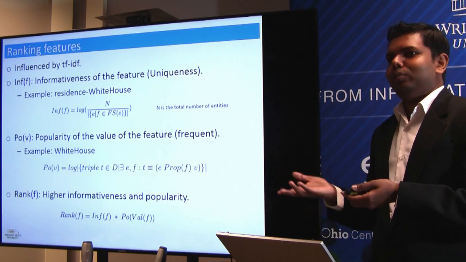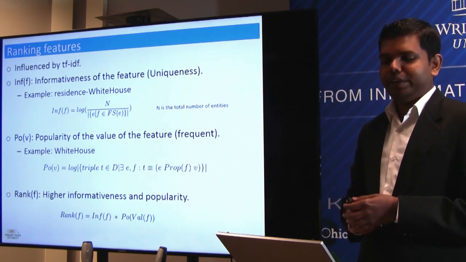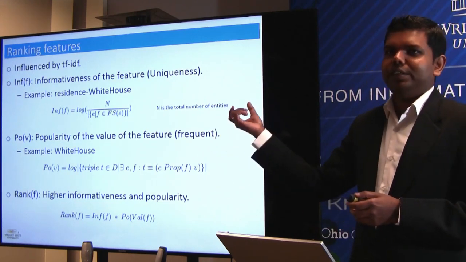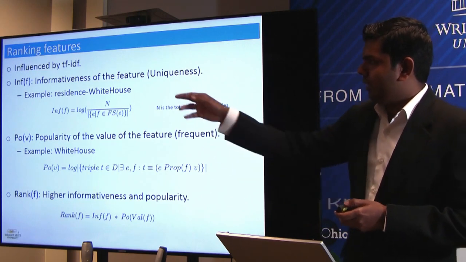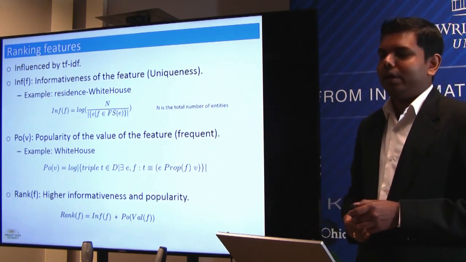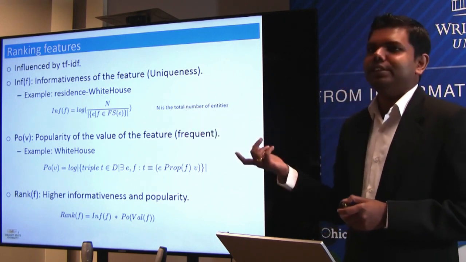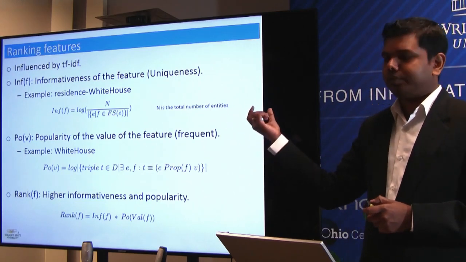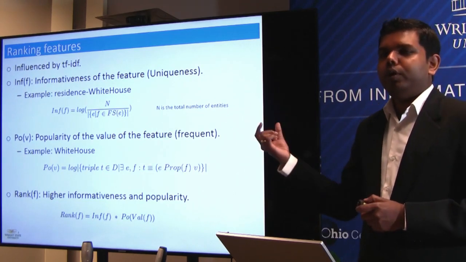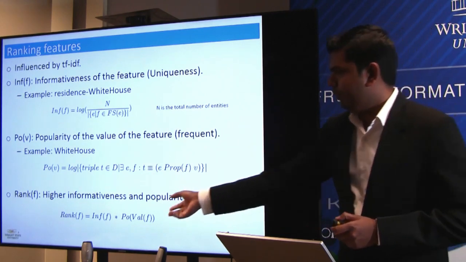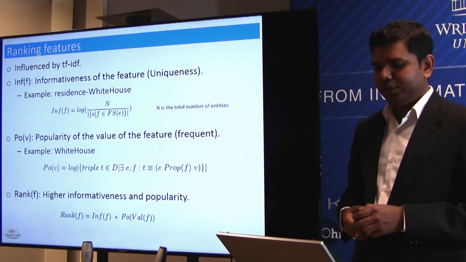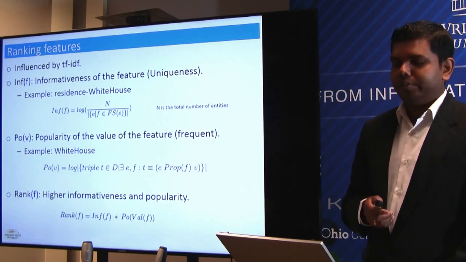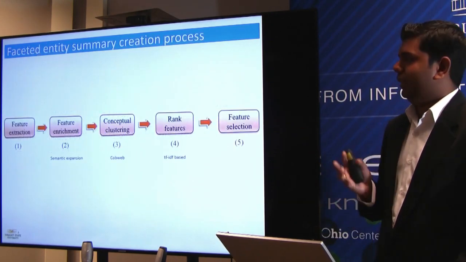So what we do is adapt the TF-IDF based ranking. These are formal equations that measure the statistics of the triples. Informativeness is effectively the IDF part, so we count the number of features in the knowledge graph, and then the popularity is just the frequency of the value of the feature. We multiply them together, take the product, and that we call the rank, which is effectively TF-IDF. We adapt it for triples.